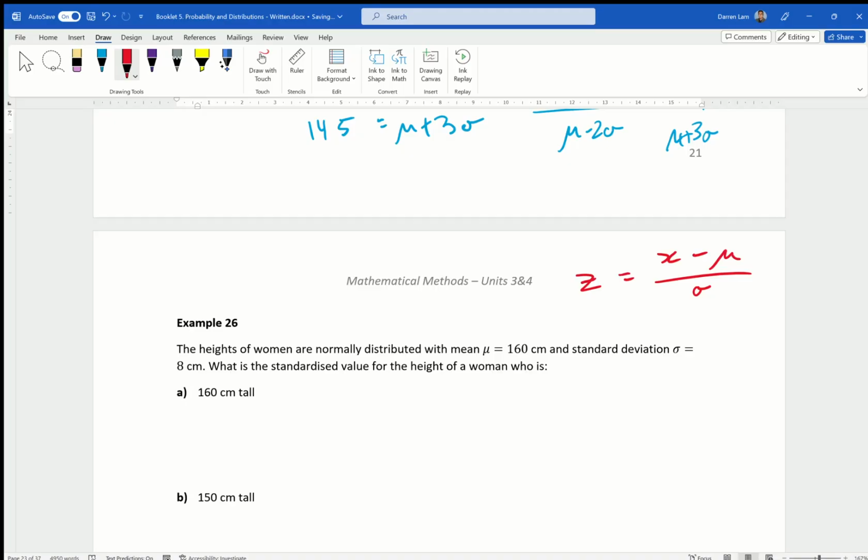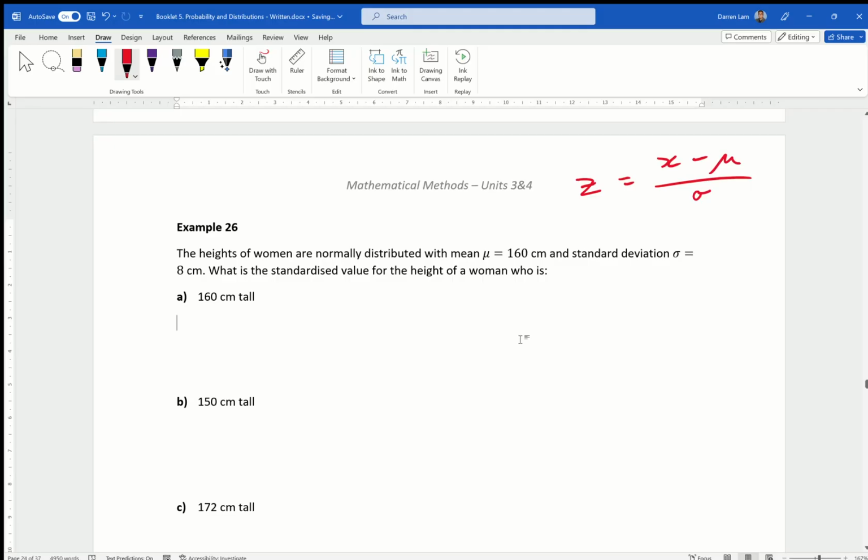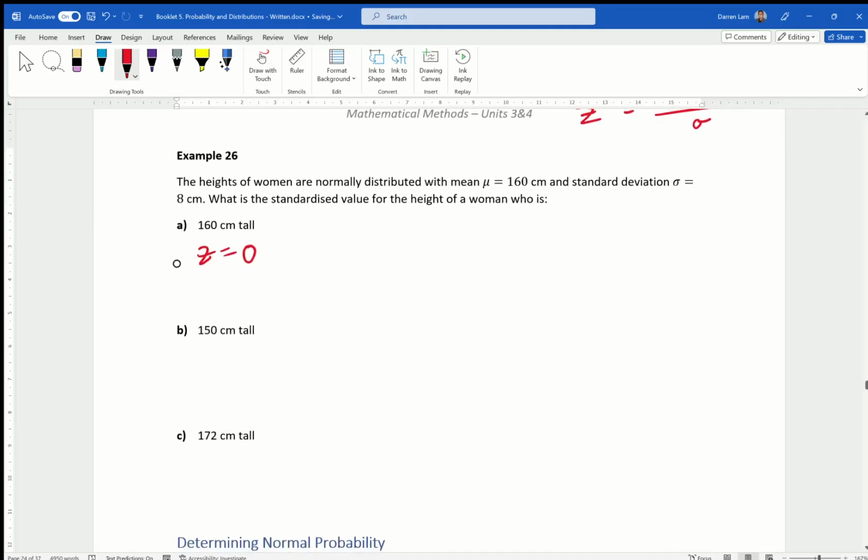The heights of women are normally distributed with a mean of 160 and a standard deviation of 8. What is the standardized value for the height of a woman who is 160 centimeters tall? We're just replacing the value. 160 centimeters, I don't actually need to do anything here. The standardized value is just 0, because that is the mean. There's no need to have a positive or negative standard deviation. It's just 0.